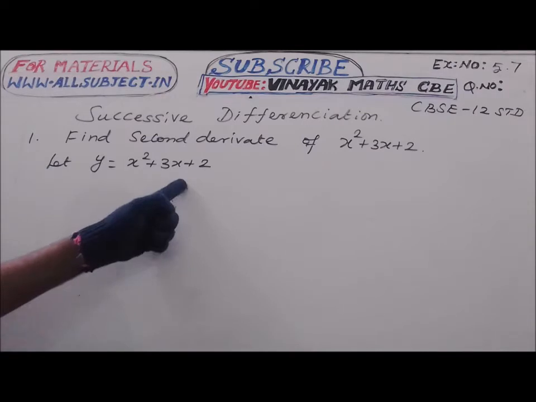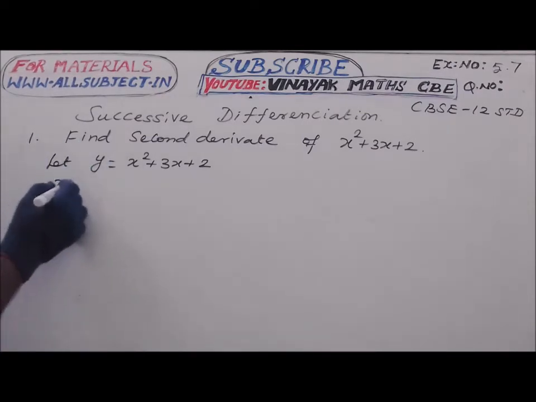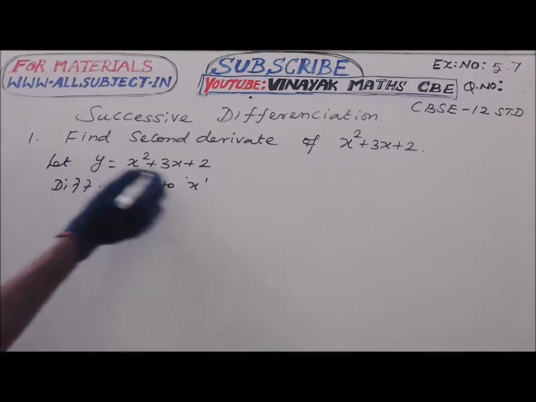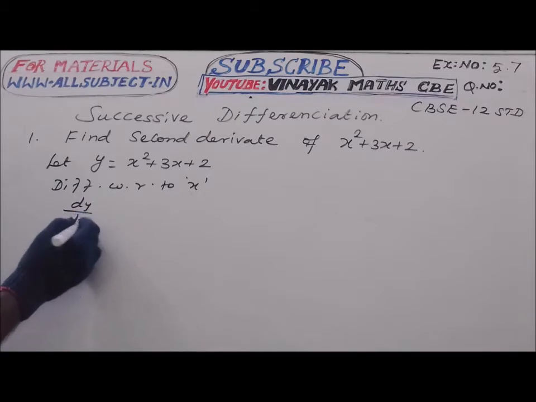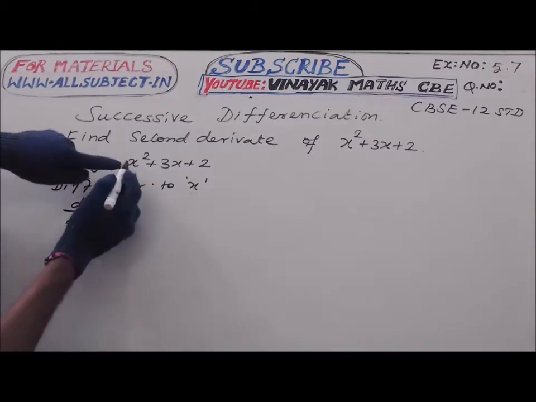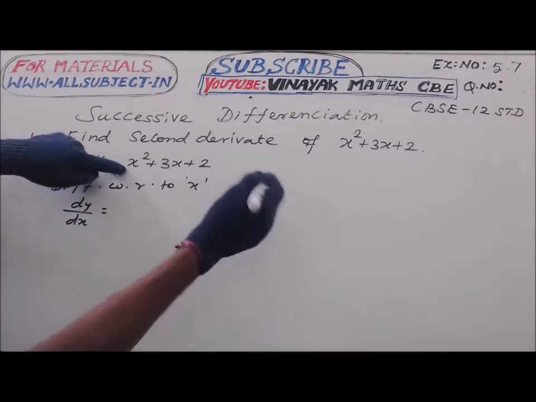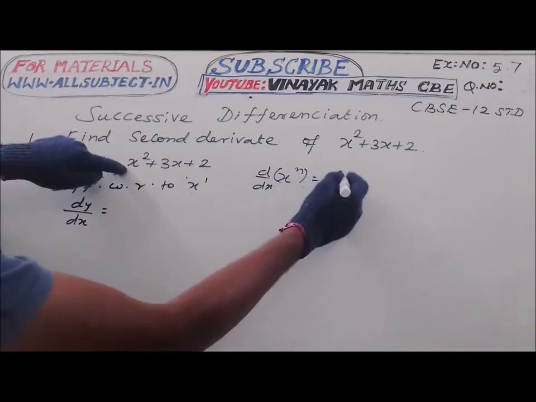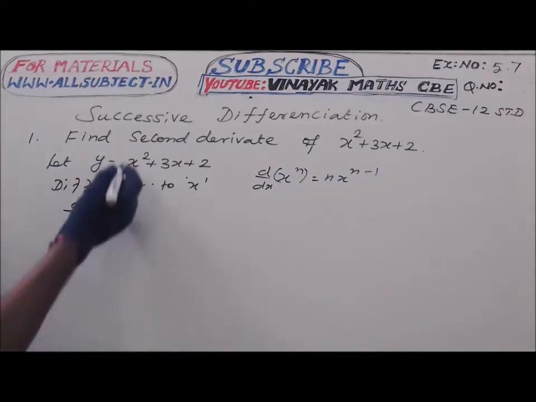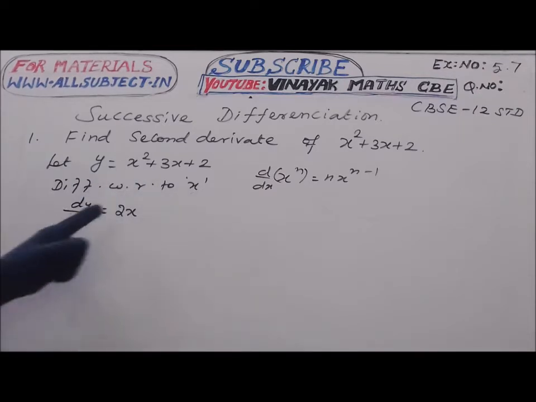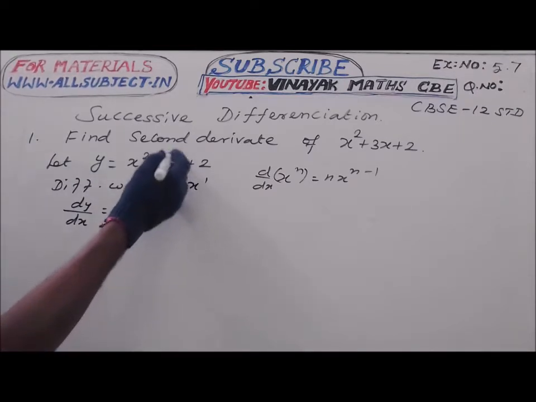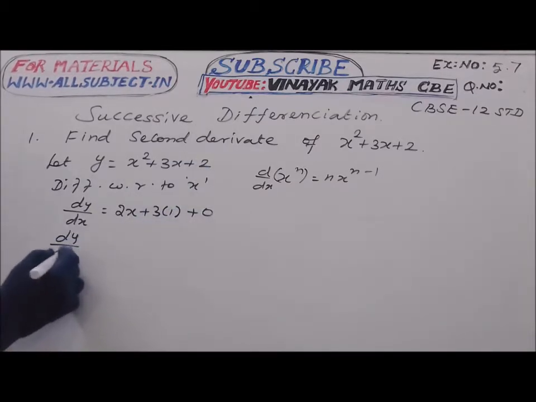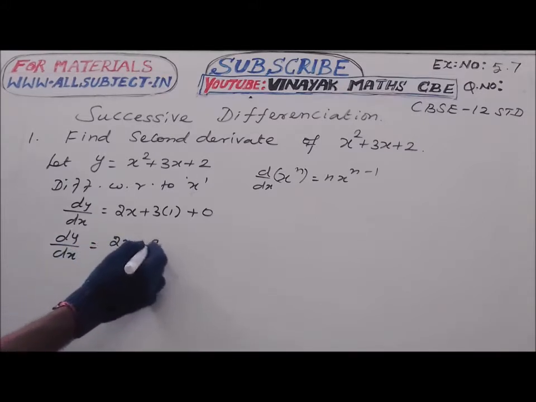Here we have a variable x, so differentiate with respect to x. Differentiating with respect to x, we get dy by dx, which is equal to the derivative of x square. By the formula, d by dx of x power n equals n into x to the power n minus 1. So x square gives 2x, that is 2x. Now 3 into the derivative of x is 1, and the derivative of the constant is 0. So dy by dx is equal to 2x plus 3.